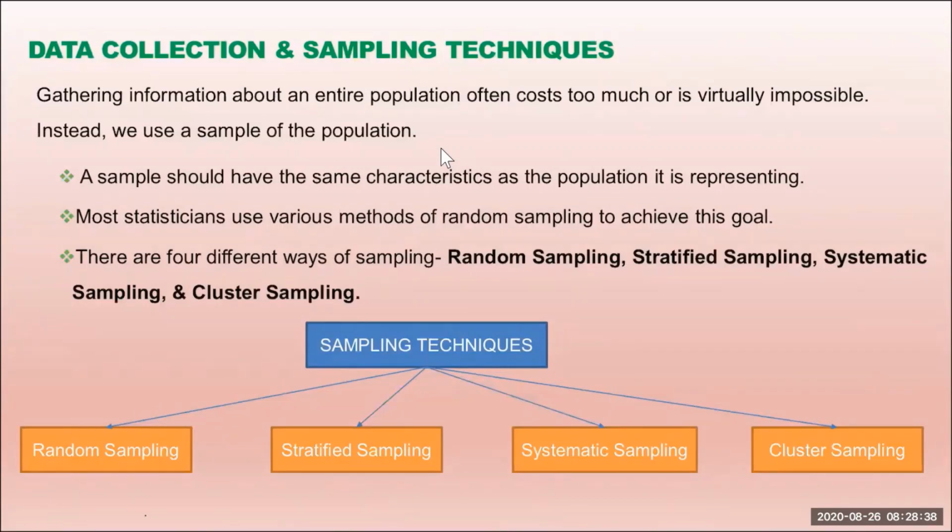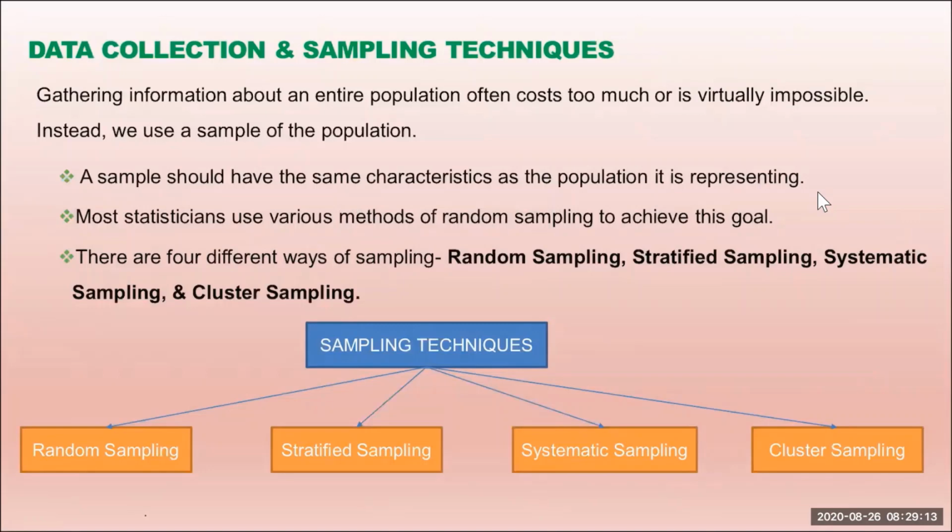Instead of asking every student at CCA, we sample, or we take a small group of students, or we ask a small group of students at CCA to find their average age. And we can use that information to predict about the whole population. So whenever we are performing any statistical study, instead of using the whole population, we use a sample. A sample must have a few characteristics. The first one is, a sample should have the same characteristics as the population it is representing.